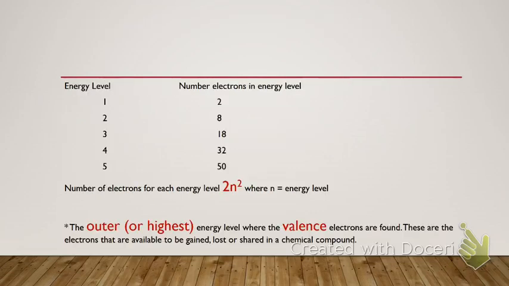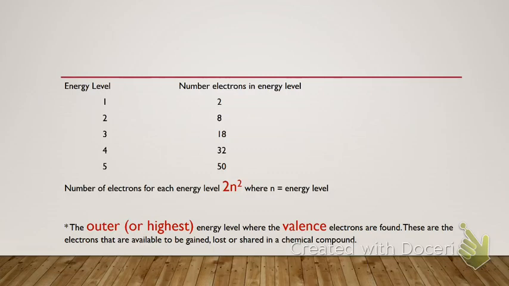But here is what they look like. He said that energy level 1 had 2 electrons, then 8, 18, 32, and so on. And the number of electrons in each energy level is 2n squared. This is an overlap between this chapter and the next chapter that's coming up. And also the outer or highest energy level is where the valence electrons are found. Those are the electrons that we care about. They're the ones that are available to be lost, shared, or gained, so that they can form chemical compounds.